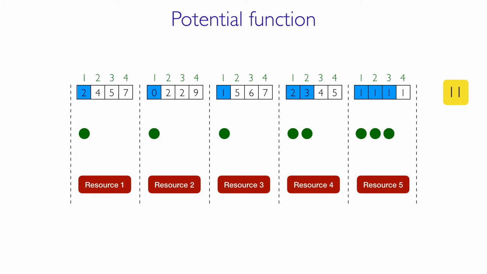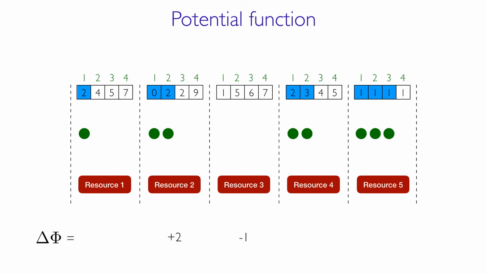Suppose we compute the variation of the potential function when a player switches. Suppose that the player selecting resource 3 switches. This means that the potential function will reduce by 1, that is the cost of selecting the resource 3.